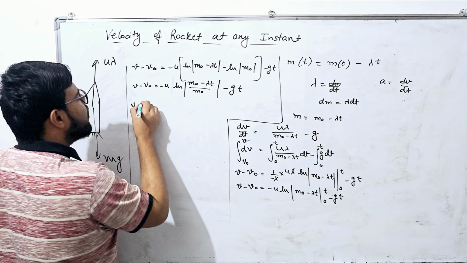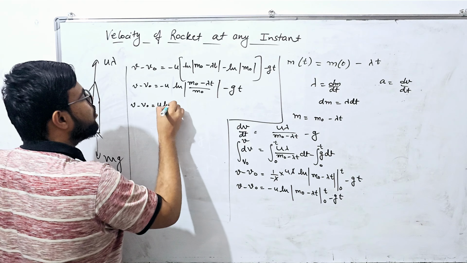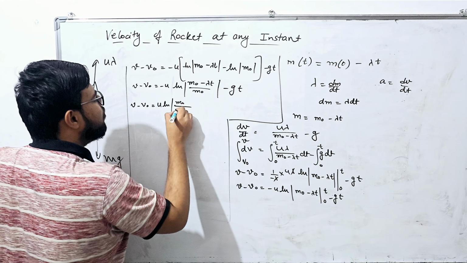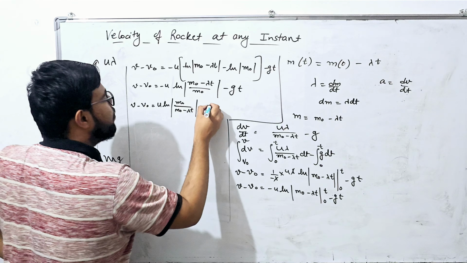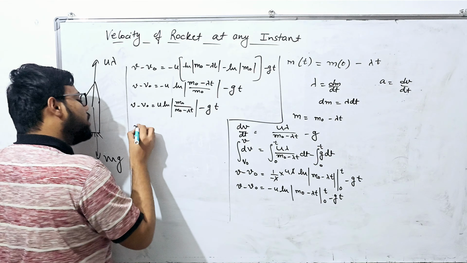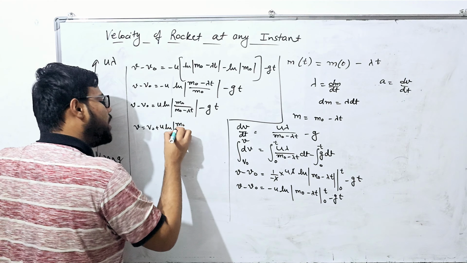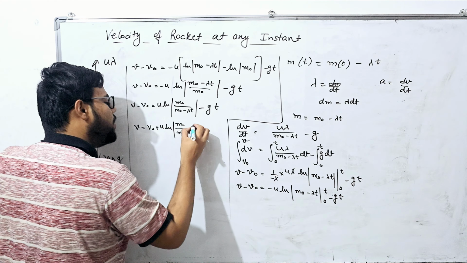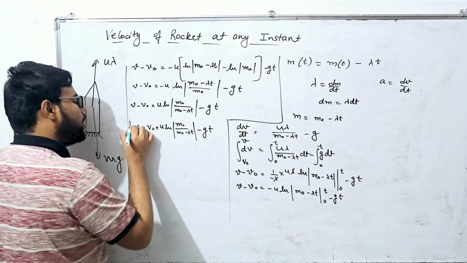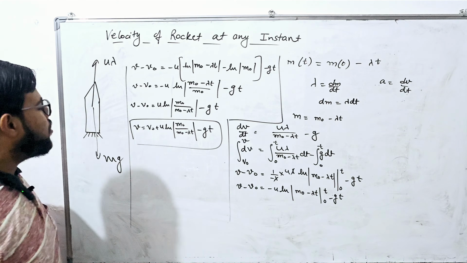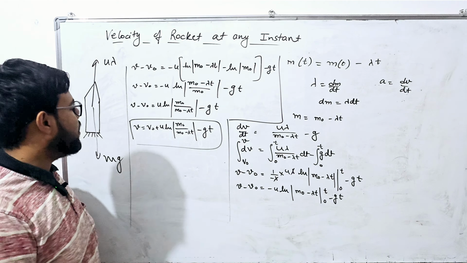So you get v minus v0 is equal to u natural log of m0 by (m0 minus lambda t), minus gt. So you get the velocity equal to v0 plus u natural log of m0 by (m0 minus lambda t), minus gt. This is how you calculate the velocity of a rocket at any instant.